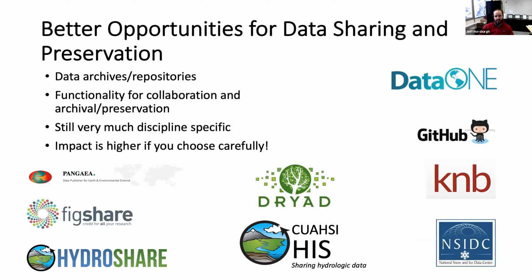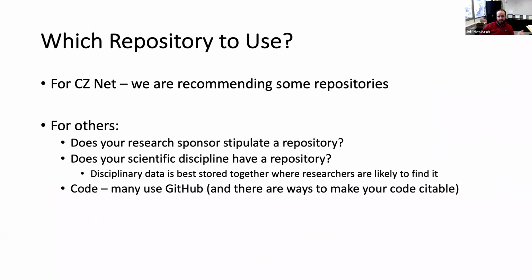There's better opportunities now for data sharing and preservation associated with actual data repositories. And these are data archives, repositories. You've got functionality for collaboration and archival preservation in a way that data sets can actually be cited. It's hard to cite something that's just in somebody's Google Drive somewhere. They're still very much discipline specific, and the impact of your data is going to be higher if you choose carefully. We're going to recommend some specific repositories for the CZNet project, and we've got some upcoming workshops talking about those specific repositories.